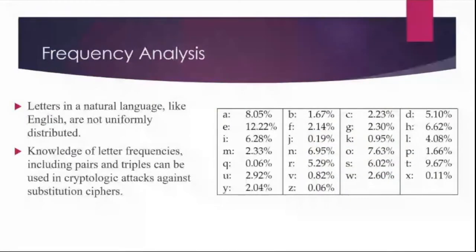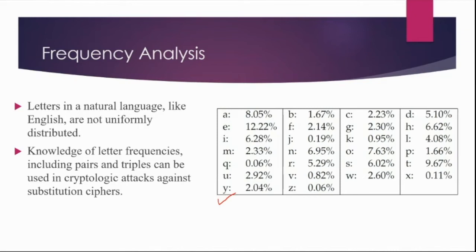Actually, yes, we can do better than this using frequency analysis. Any natural language, not only English, is not uniformly distributed. Each letter's occurrence varies from the occurrence of other letters. If we talk about the English language, this could be a possible frequency table with respect to each alphabet present in the English language, and this is well known.